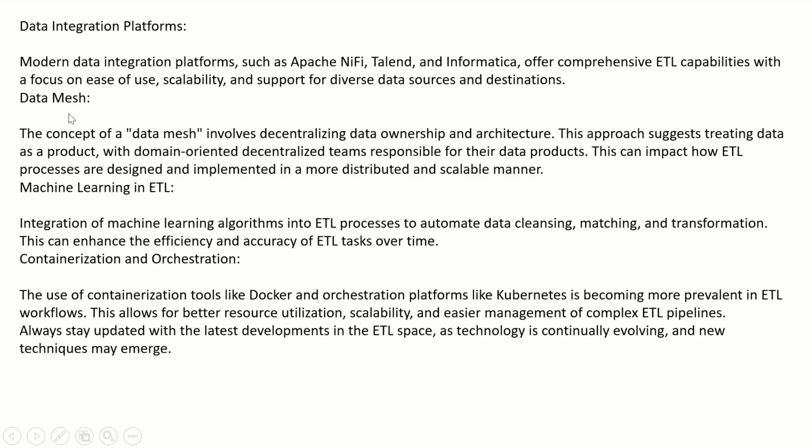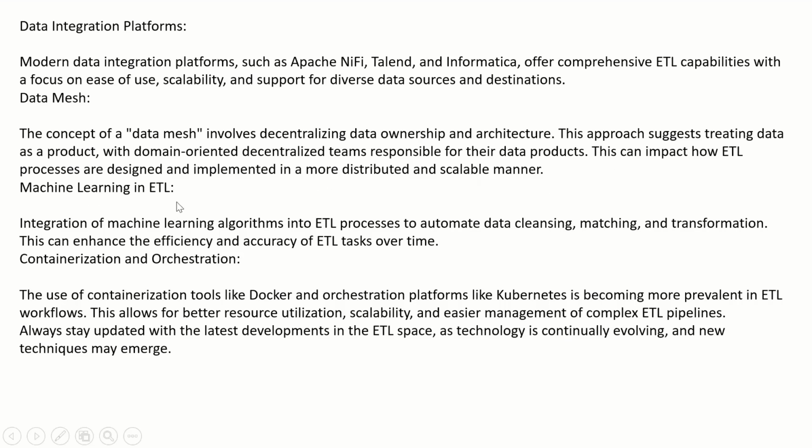Next one is about data mesh. The concept of data mesh involves decentralizing the data ownership and architecture. This approach suggests treating data as a product, with domain-oriented decentralized teams responsible for their data products. This can impact how ETL processes are designed and implemented in a more distributed and scalable manner.